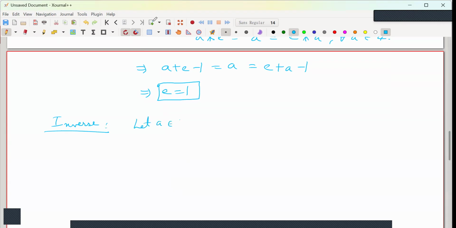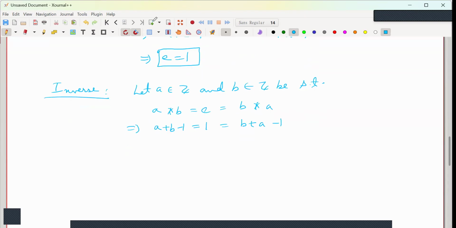Let A belong to Z and B belong to Z be such that A star B is E, which is B star A. This implies A plus B minus 1 is 1, and that is B plus A minus 1. So here what will B be? B will be just 2 minus A, right?